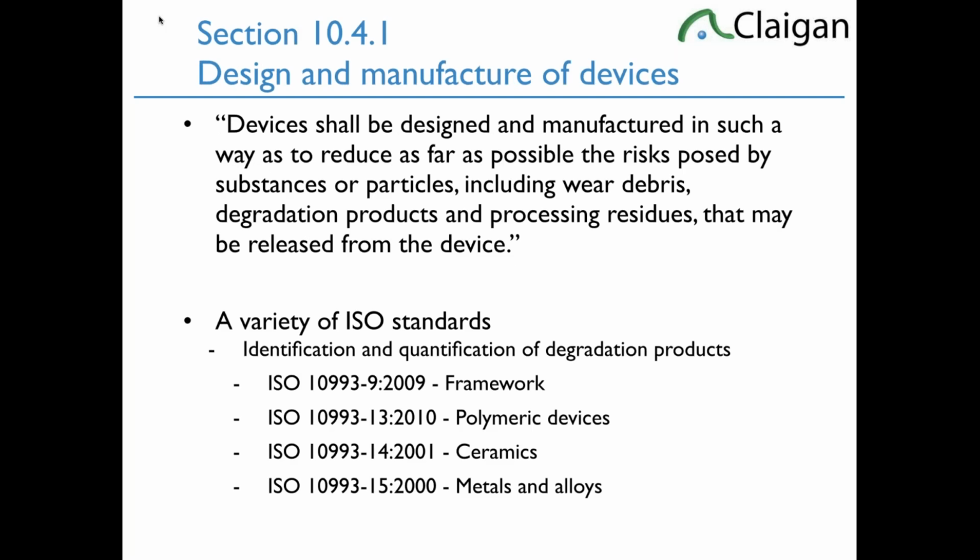Okay, so one thing not to forget, the design and manufacture section has almost like a run-on sentence, two separate and distinct requirements, which I think should have been 10.4.1A and B, but they didn't do that. It's just one big run-on sentence basically in this section. The first part is devices shall be designed and manufactured in such a way as to reduce as far as possible the risks posed by substances or particles, including wear debris, degradation products, and processing residues that are released from the device.